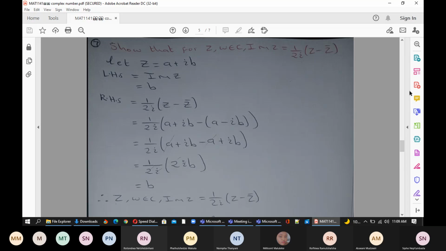And then those people want us to prove that the imaginary part of this one, which is b, is equal to 1 over 2 into z minus the conjugate. Here it is.